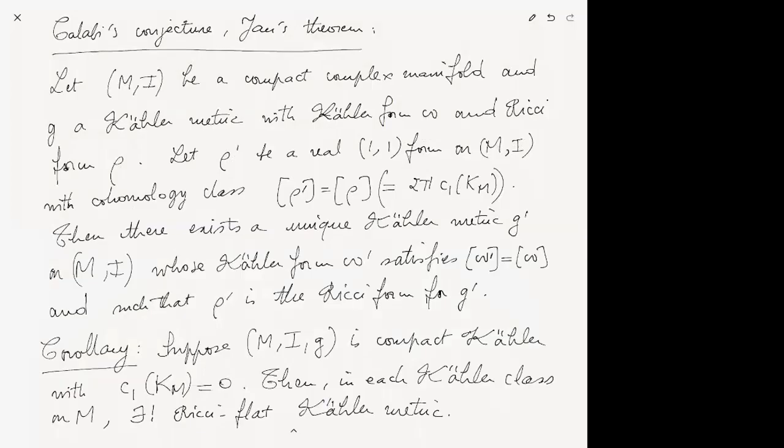if you like, this is a definition, is the cohomology class of a 1-1 form which is Kähler with respect to some metric. We don't know which metric, it's just Kähler with respect to some metric. So these are the Kähler classes. What we're saying here in the Ricci flat case, where c1 of K_M is zero, which is the case for hyperkähler manifolds, is that every Kähler class contains a unique Ricci flat Kähler metric.